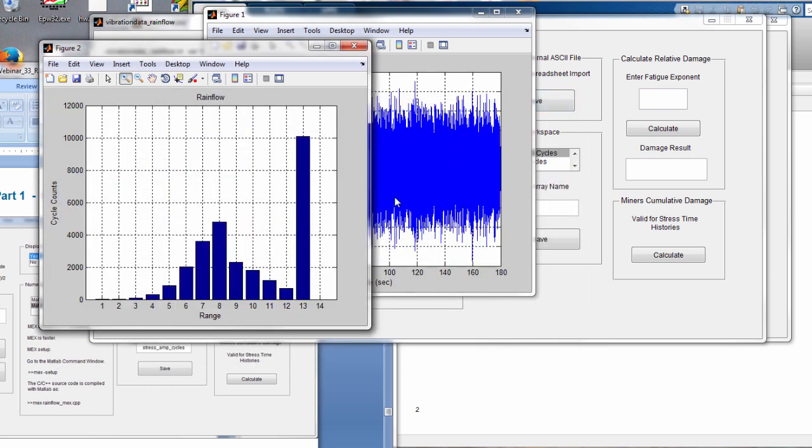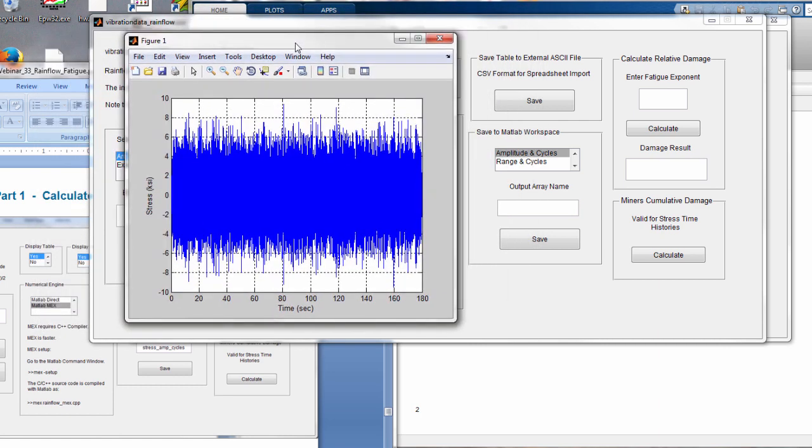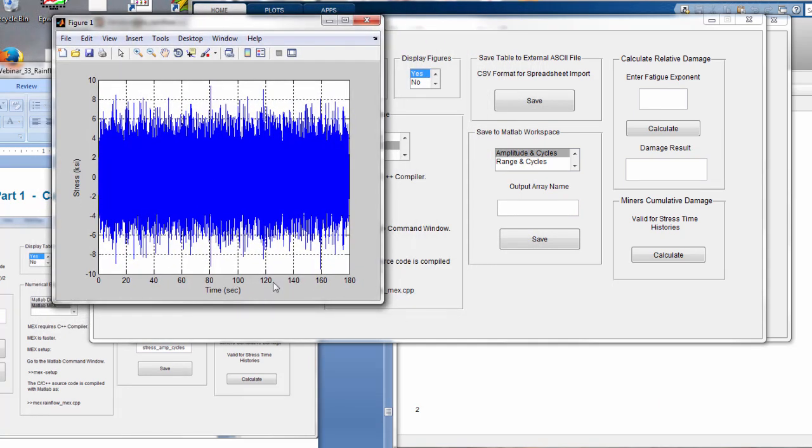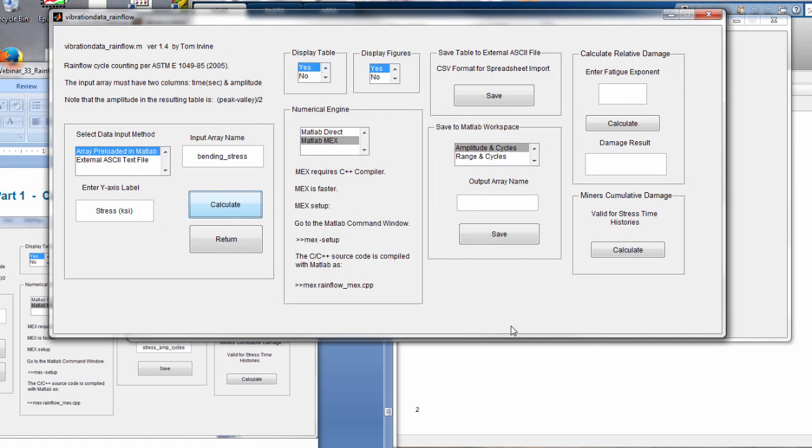And here is a table showing the cycle counts with different ranges. Okay, been there, done that, not interested. Here's our stress time history. We've seen this before. So at this point you're saying, well, that sure was anticlimactic. We just did our first rainflow calculation, and then you've dismissed all those plots and tables there. What's going on?